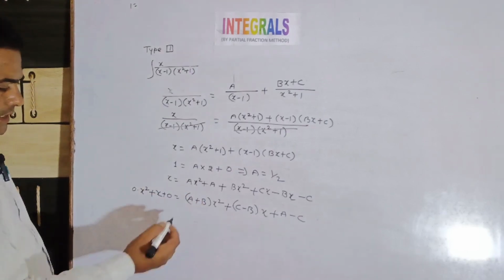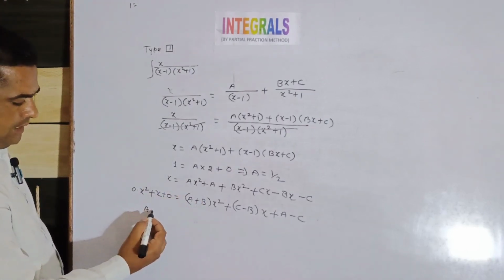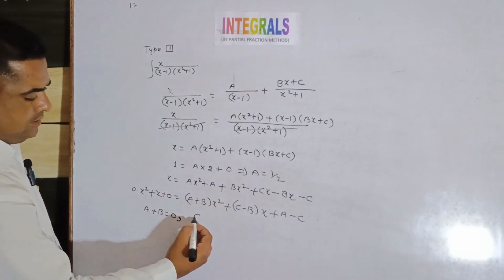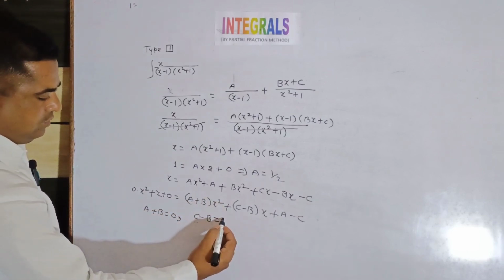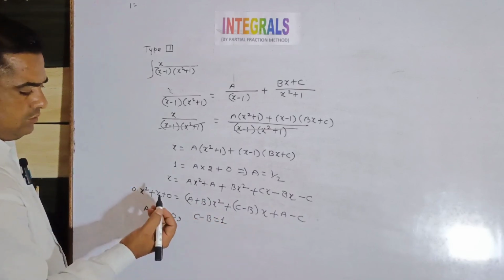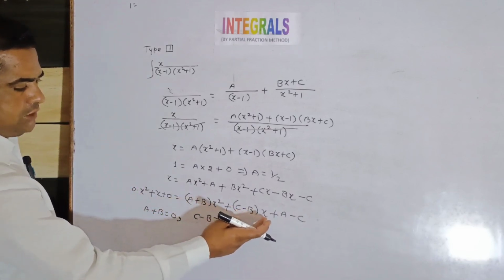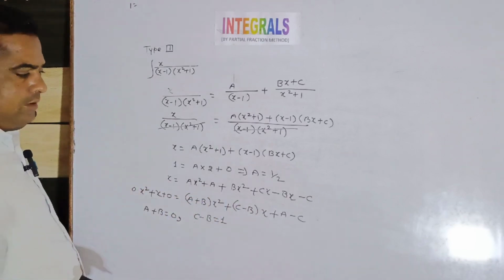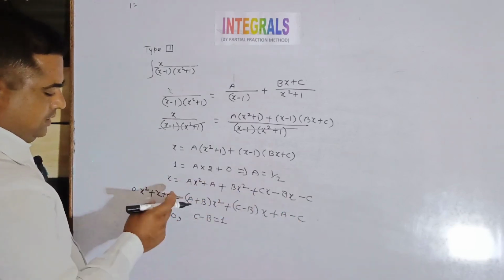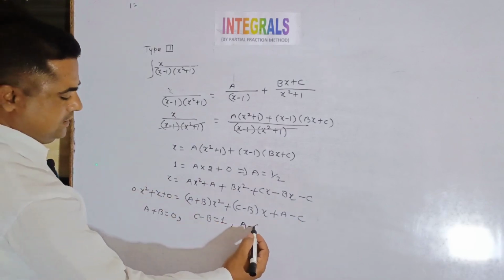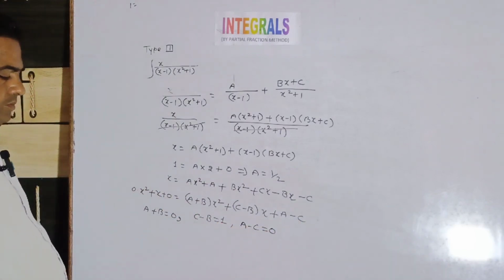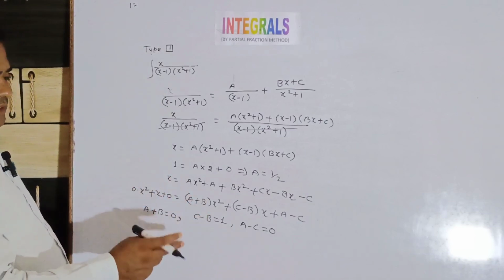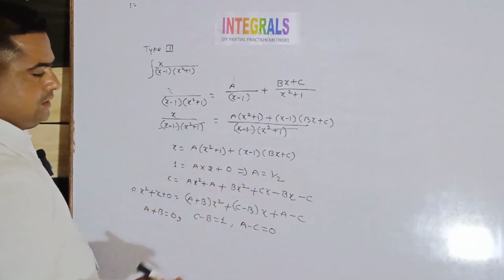Now comparing both the sides, we can write here A + B will be 0, and C − B, this is 1. If there is no number, we will write here 1. So C − B is the coefficient of x and the coefficient of x here is 1. So C − B will be 1. Now constant term and constant term will compare, so A − C is equals to 0. The value of A + B is 0, the value of C − B is 1 and the value of A − C is 0.